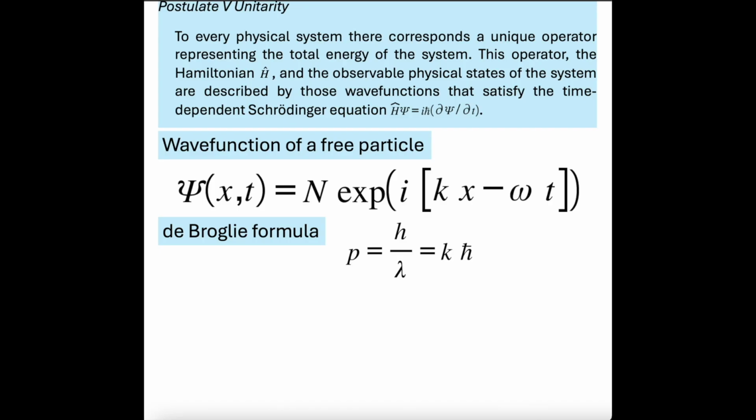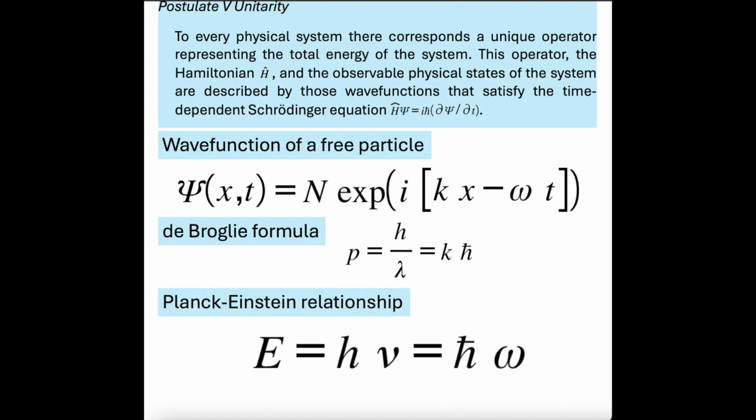Now, that's an odd way to describe a particle in terms of wave vector and angular frequency, but we can put it in terms of more familiar quantities by using the de Broglie formula. The de Broglie formula relates the linear momentum to wavelength, which for a free particle we'll find is equal to k times h bar. We can also use the Planck-Einstein relationship of quantization of photon energy, right? That the energy is related to h bar omega.